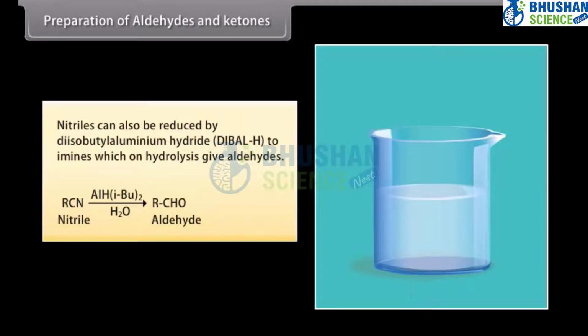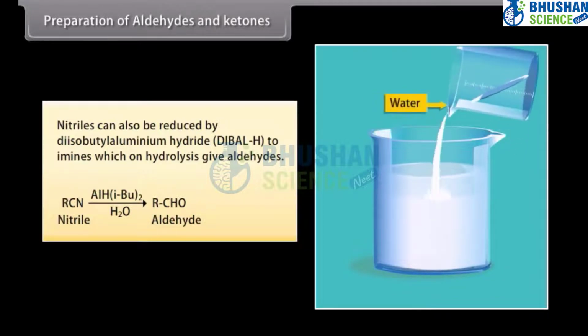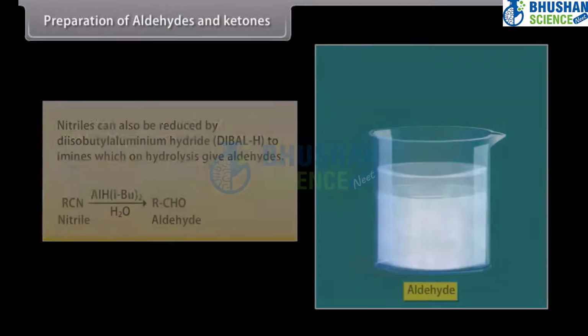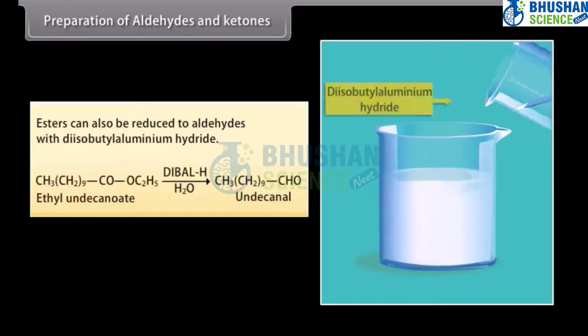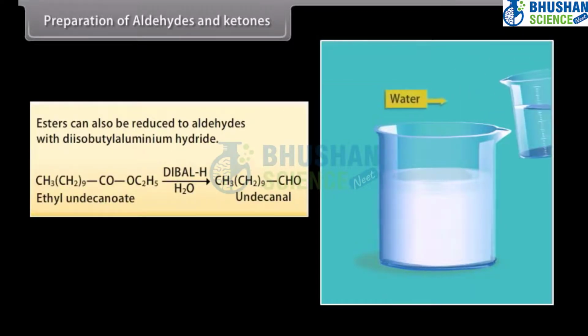Nitriles can also be reduced by diisobutylaluminium hydride to imine, which on hydrolysis gives aldehydes. Esters can also be reduced to aldehydes with diisobutylaluminium hydride.